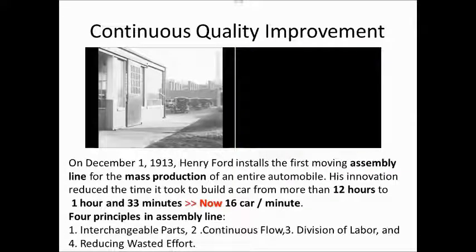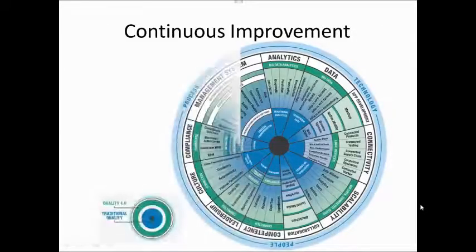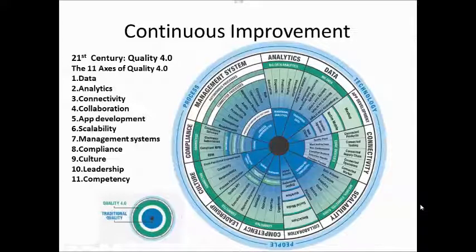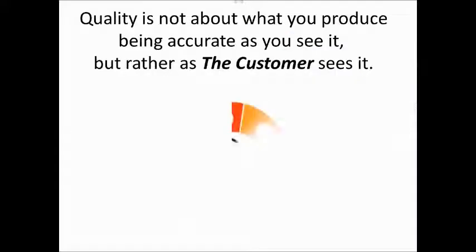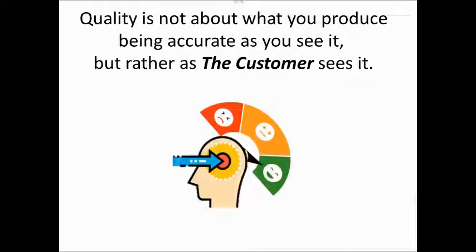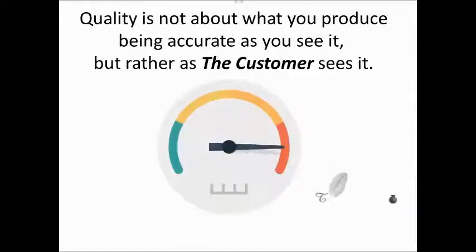Continuous quality improvement is a continuous journey, and nowadays Quality 4.0 has 11 axes: data, analytics, connectivity, collaboration, application development, scalability, management system, compliance, culture, leadership, and competency. It is only for your knowledge. Quality is not about what you produce being accurate as you see it, but as the customer sees it. Thank you for your time.